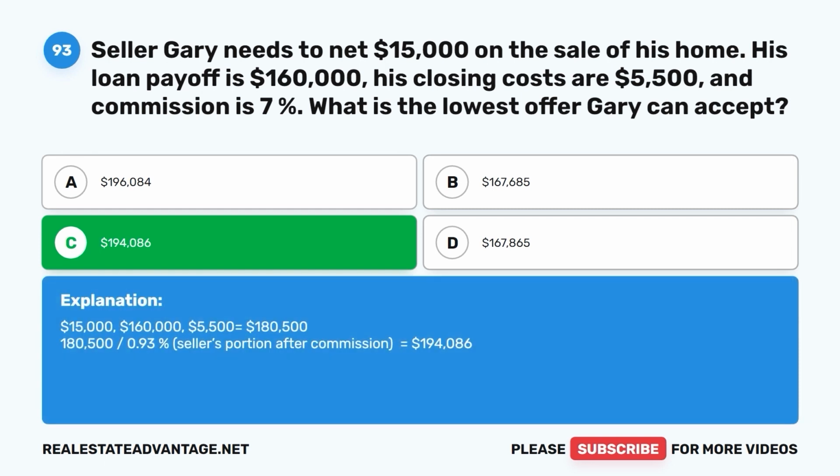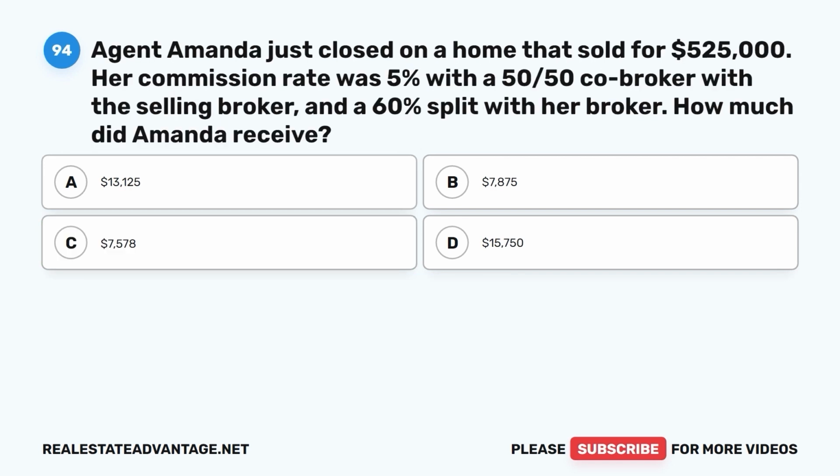$15,000 plus $160,000 plus $5,500 equals $180,500. $180,500 divided by 0.93, seller's portion after commission, equals $194,086.